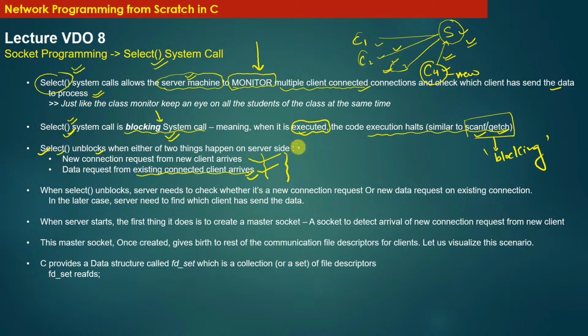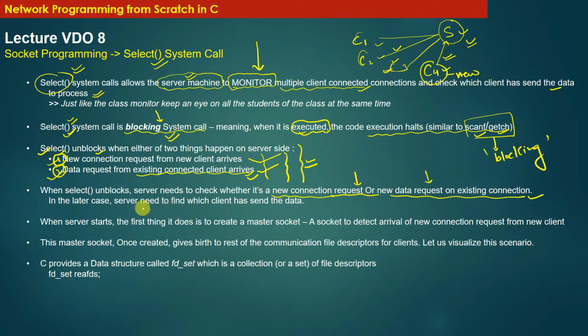When we have a code walkthrough, you will see these points in action. When select system call unblocks, the server needs to check whether it's a new connection request or a new data request on an existing connection. As I said, the select system call unblocks when condition 1 or condition 2 is satisfied. So when it unblocks, the server has to check whether it unblocked because of reason 1 or reason 2. When we have a code walkthrough, I will tell you how to do this.